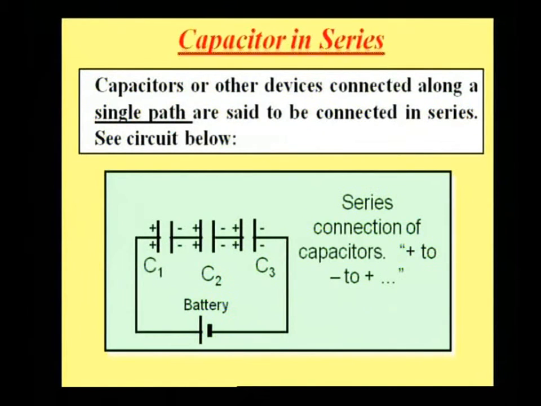See the figure where the negative plate of C1 is connected with the positive plate of C2, and the negative plate of C2 is connected with the positive plate of C3, and the first positive plate of C1 is connected with the battery, and the last negative plate of the capacitor is connected with the battery. So this configuration is known as a series configuration of the capacitor. If you are connecting n number of capacitors, then this sequence is continuously followed.